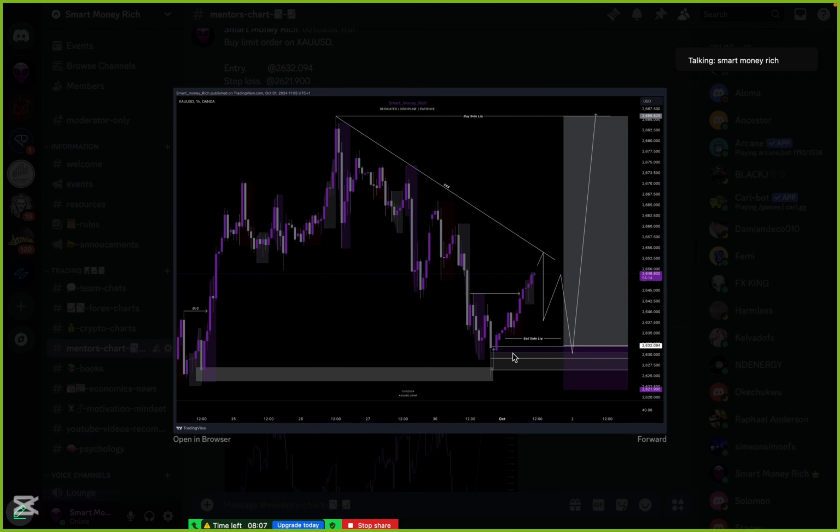Just an example of what you can see here on gold. If you look very well, you see that we have a demand here. When price came down, price mitigated that demand and impulsed to the upside that led to the break of this structure point. Now, I'm simply waiting for price to pull back for a new mitigation, and that's where I'll be entering this trade.